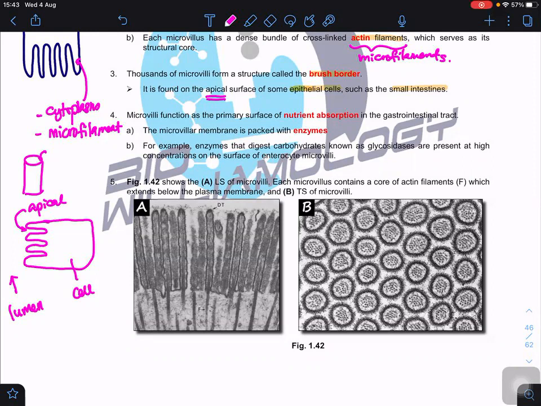And this microvilli membrane sometimes is also packed with enzymes that digest carbohydrates. Okay, so these enzymes are termed glycosidases. Glycosidases are actually the enzymes that break down carbohydrates. So in the small intestine, we need to break down the maltose. We need to break down the lactose. We need to break down the sucrose. Cannot otherwise. So we have the sucrase.